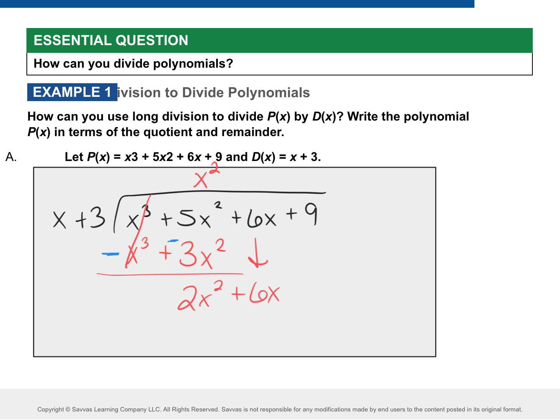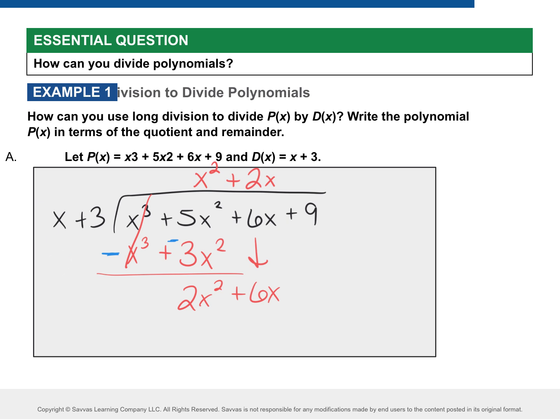Now do the same process. What do I need to multiply x by to get 2x squared? If I'm looking at x and I want to turn that into 2x squared, what is it missing? 2. It's missing a 2 and it's missing an x. So we're going to multiply by 2x.